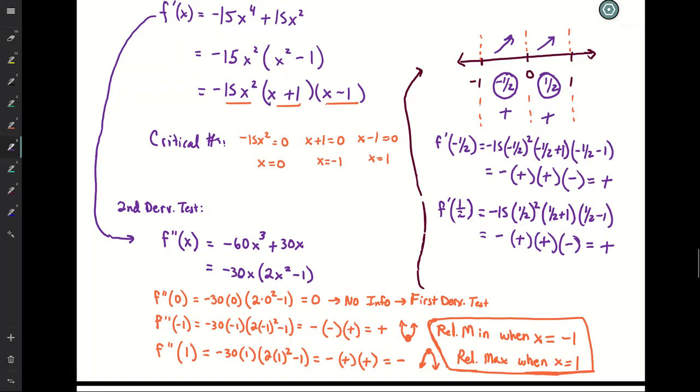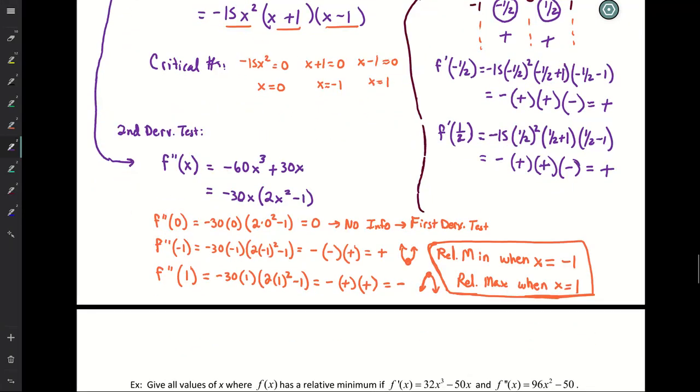There's not a relative max or min at x is 0. Okay. If you want to go ahead and say that, that's probably a good idea. So we're going to say no relative extrema at x is 0.